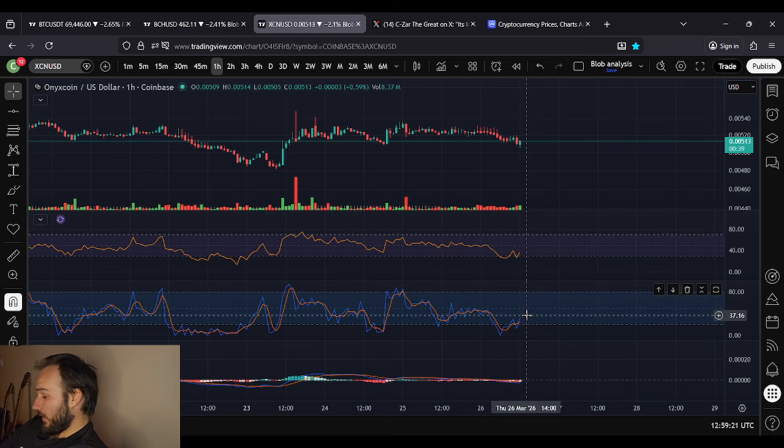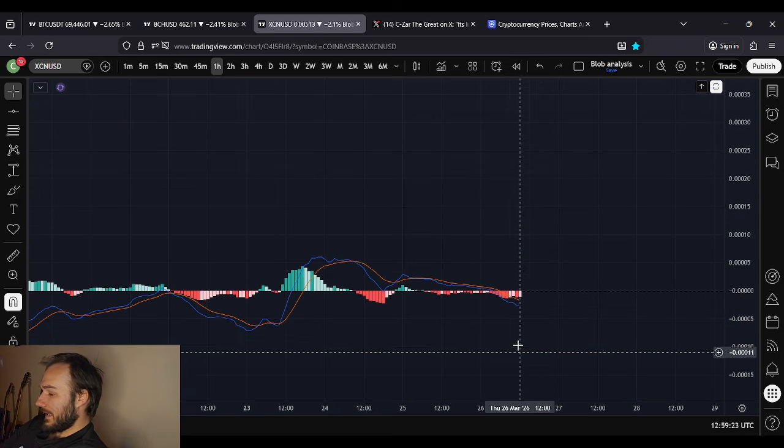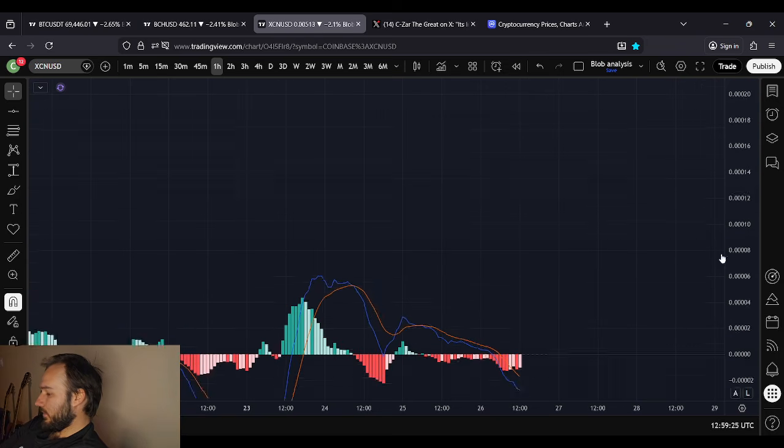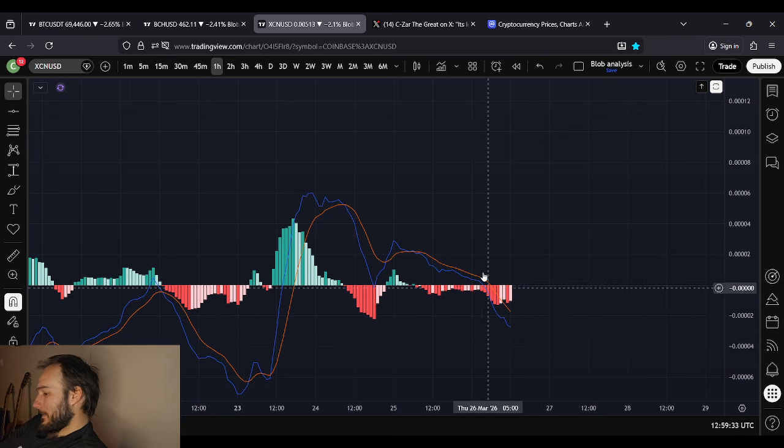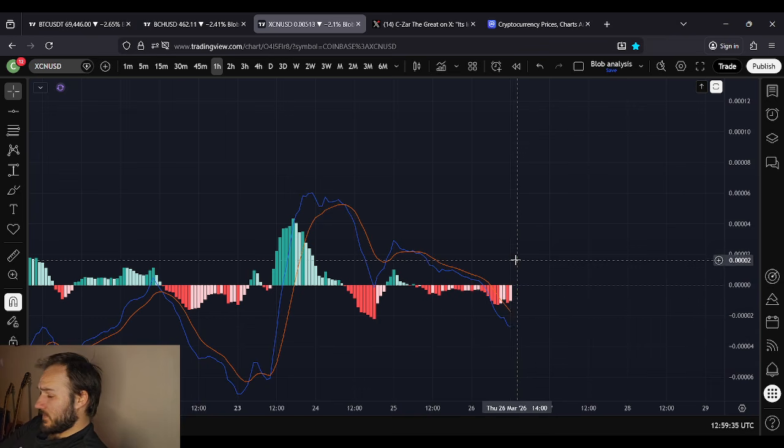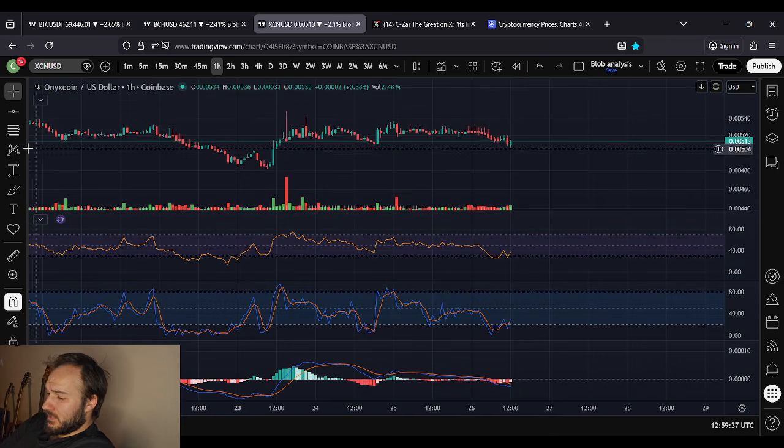Stochastics are bullish right here, to be fair. The MACD is not that bullish here, but you do have a little bit of bullish divergence on the MACD. So you've got bullish stochastics on the 1 hour, and bullish divergence on the MACD and the RSI. We've been red for quite a while. I wouldn't be surprised at all if we turn green, but being green doesn't mean anything, right?